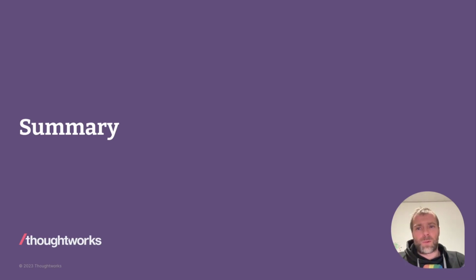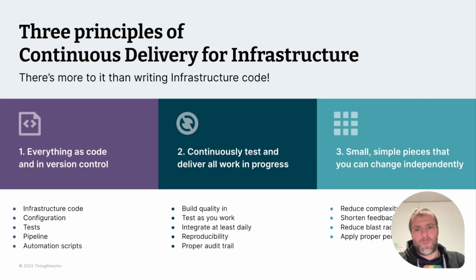So let's come to the summary of this presentation. We talked about these 3 principles of continuous delivery for infrastructure. Remember principle 1, everything is code and everything is in version control. Principle 2, continuously test and deliver all the work in progress. And principle 3, work in small, simple pieces that you can change independently.